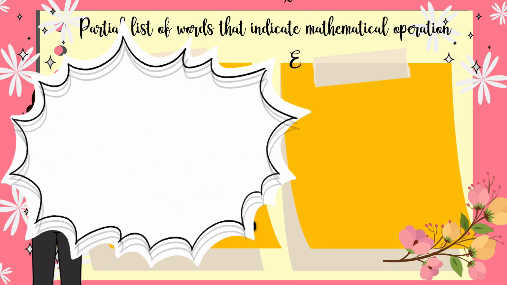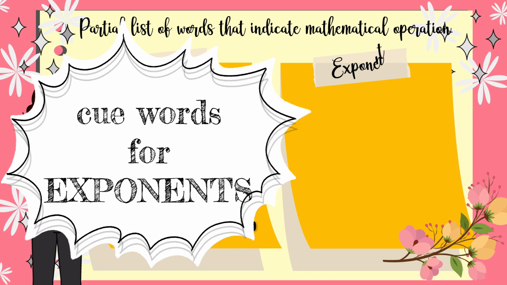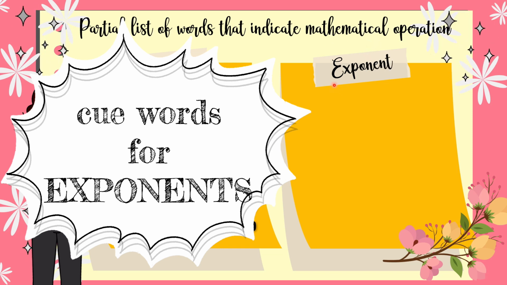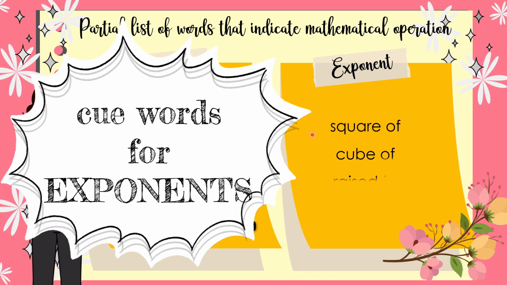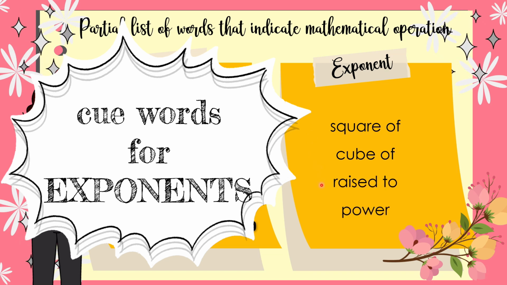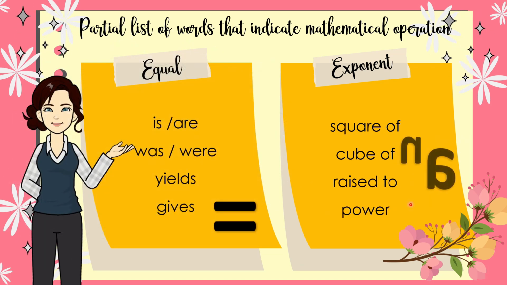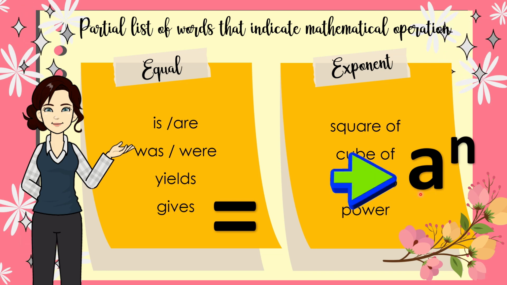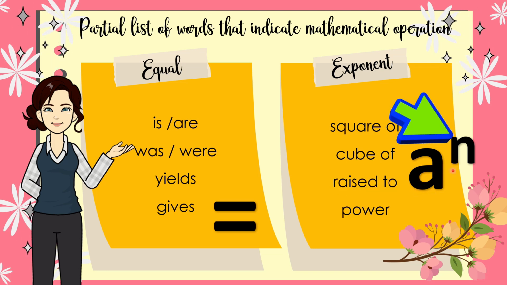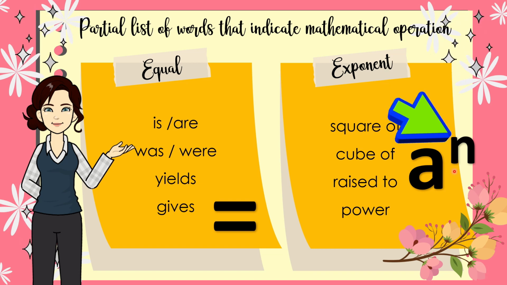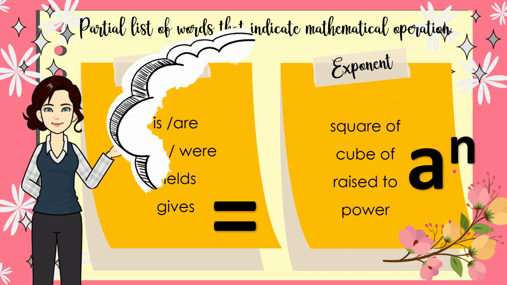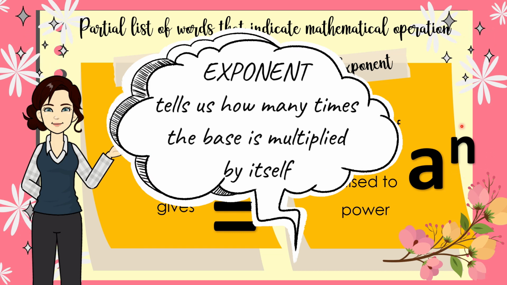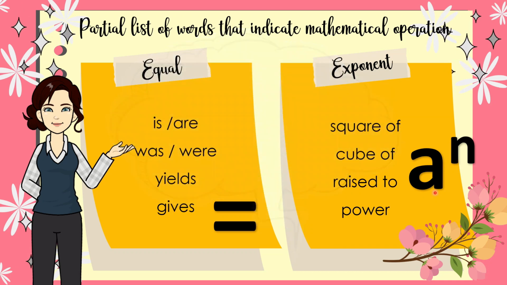Next ay, yung mga words naman na nag-i-imply ng exponent. Square of, cube of, raised to, and power. Ito yung itsura ng exponential form. Itong A ay tinatawag nating base, at itong small letter n na nasa upper right niya ay tinatawag nating exponent. Siya ay nagsasabi ng number of times na yung base ay minumultiply sa kanyang sarili.